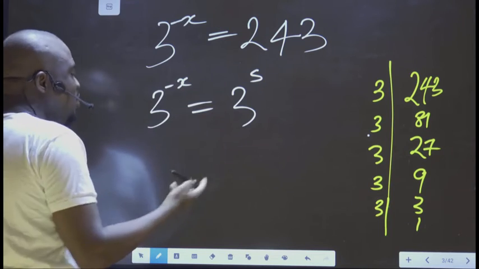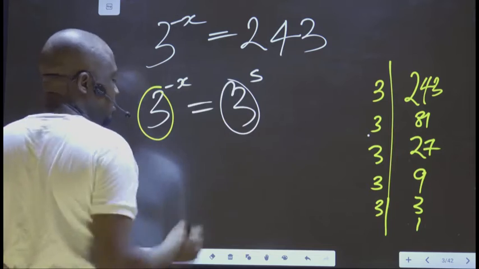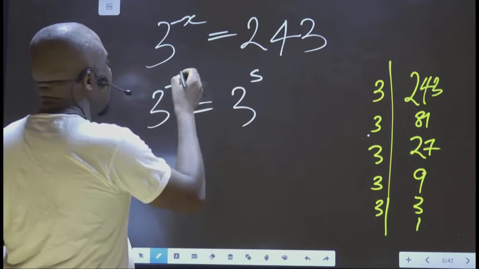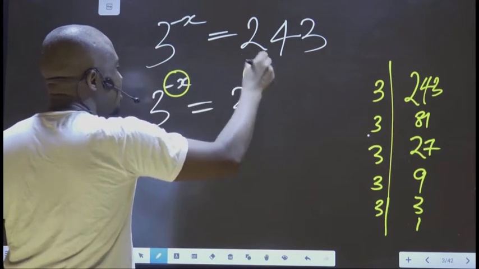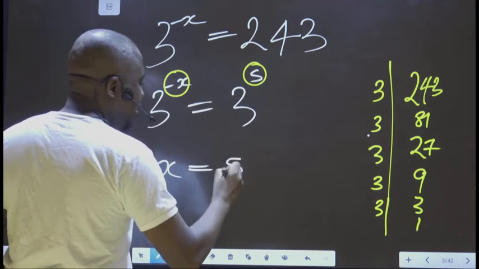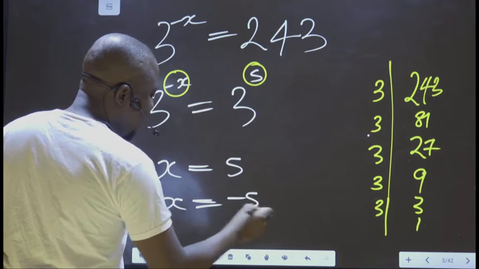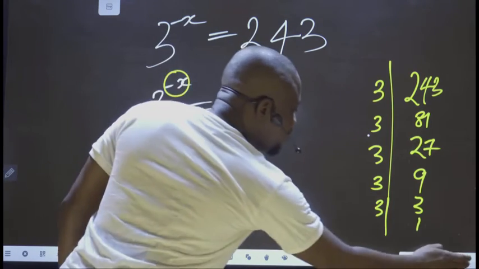Therefore, since these two guys are definitely the same, I will simply tell myself that this is equals to this. Therefore, minus s is equals to 5. S therefore is equals to minus 5. Okay? Now let's move further.